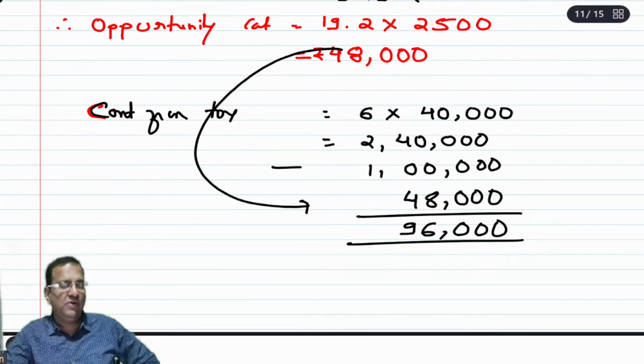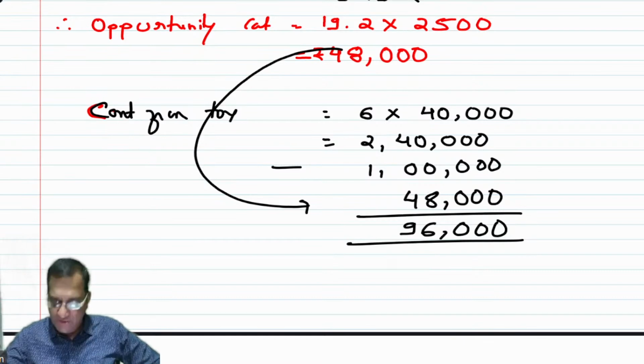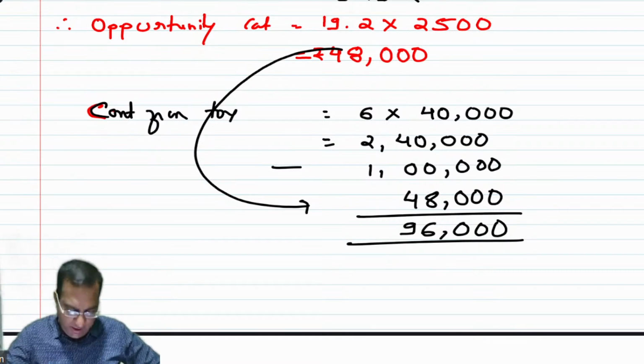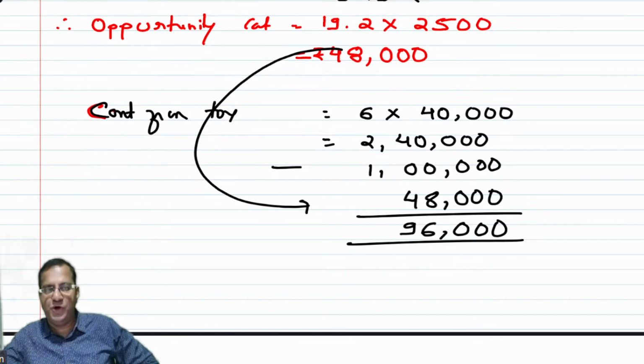Therefore, even if the demand for the existing bottle is 4 lakh units, we are ready to accept the order of the special toy, because it will result in an increase in contribution by 96,000. Okay, beta, can I assume this point is clear to you?